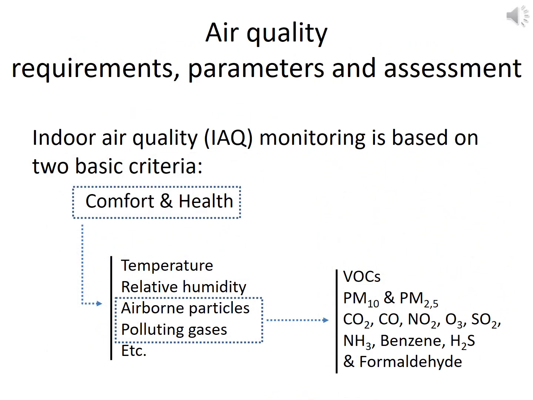Indoor air quality monitoring is based on two basic criteria: comfort and health. This is a rather complex and comprehensive concept, which depends on a large number of factors such as temperature, relative humidity, airborne particles, polluting gases, among others. Temperature and humidity are relatively simple to measure, but as referred earlier, there are a great number of airborne particles and gases that might be found indoors.